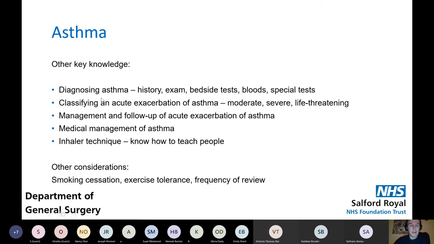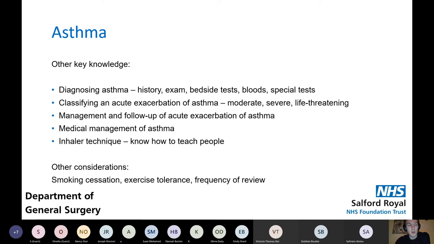So asthma, again, another really big topic because it's common. Lots of people have it and it leads to a lot of morbidity and sometimes mortality. So again, know about how it's diagnosed, what you're going to do to investigate it, what features in the history. So know about that diurnal rhythm. If you give somebody their asthma diary, know how the symptoms get better and worse over the course of the day.